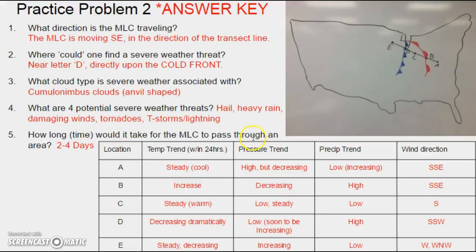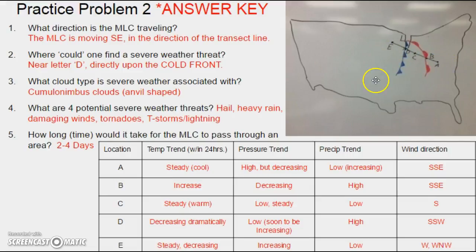And then how long would it take for the mid-latitude cyclone to pass? Well, about 2 to 4 days. They don't travel at one specific speed. They kind of change their speeds. Some could be faster moving, some could be slower moving. So 2 to 4 days on average. We'd say about 3 days. I would be okay with that.